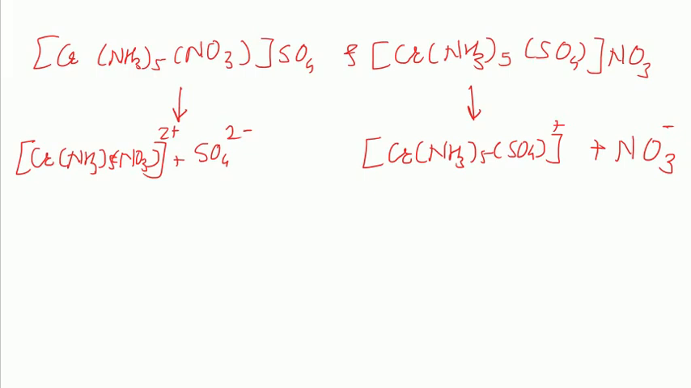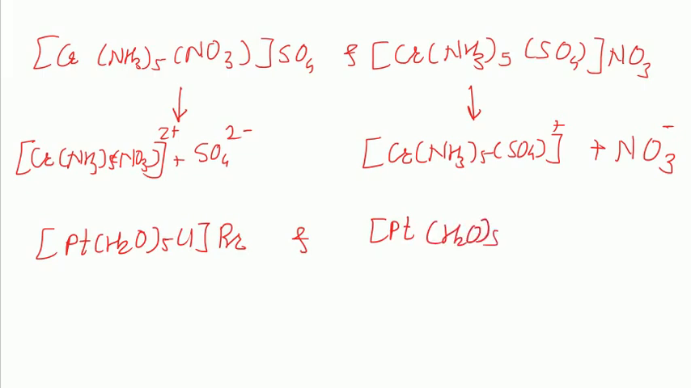A second example of ionization isomerism is platinum (H2O)5 Cl with bromide as the counter ion, and the same metal platinum (H2O)5 Br with chlorine as the counter ion here. So these are examples of ionization isomerism.